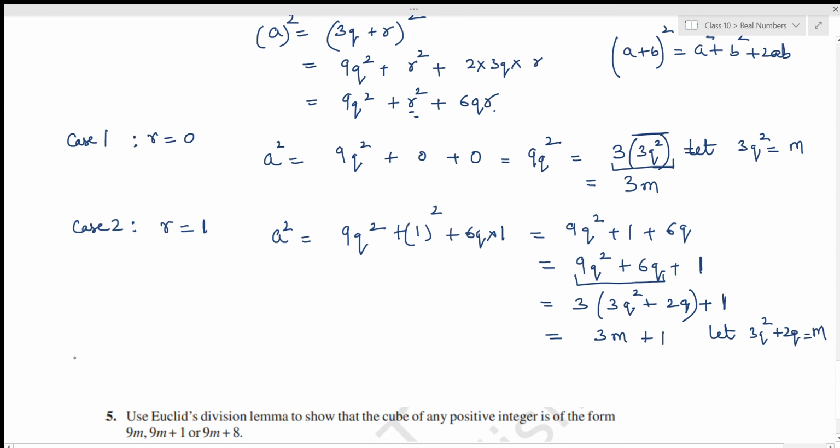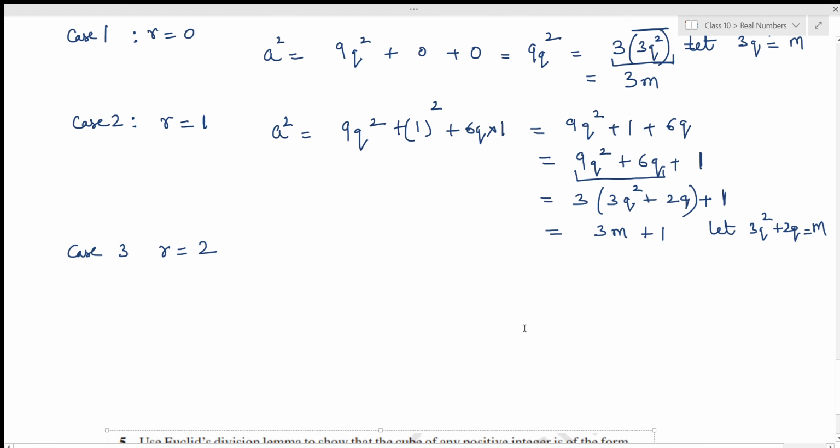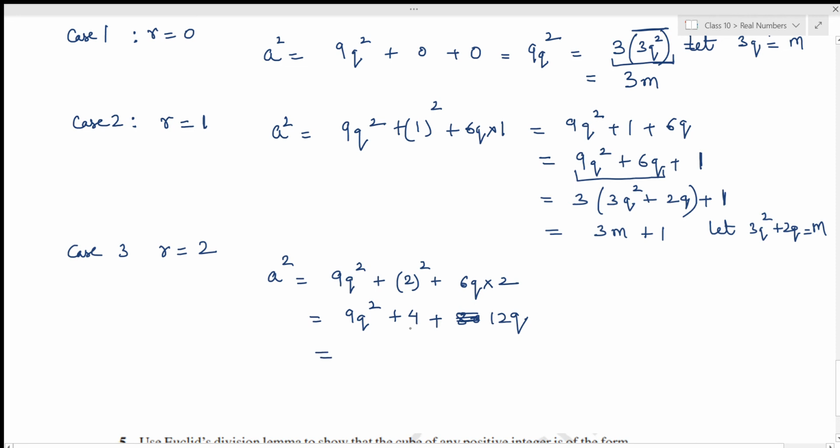Now let's move to case 3. What is case 3? Case 3 is r equal to 2. Now you are putting the value of r as 2. So a square will become 9q square plus r square, which is 2 square, plus 6q into 2, which will be 9q square plus 4 plus 12q. Now here, I'll just write this 4 as 3 plus 1. I can do that thing. So I'll write 9q square plus 12q plus 4.